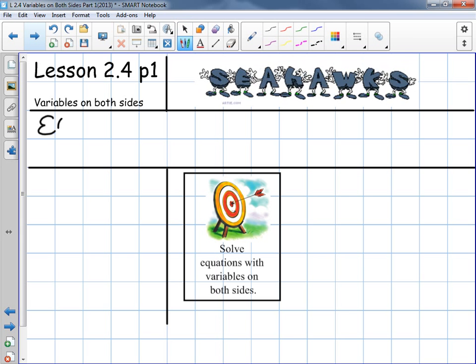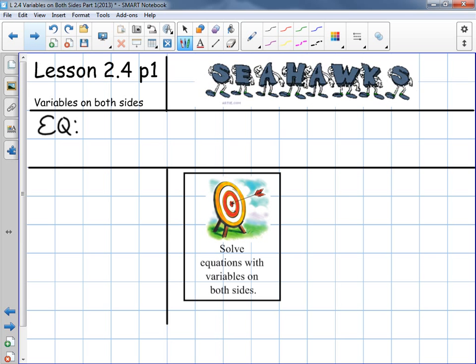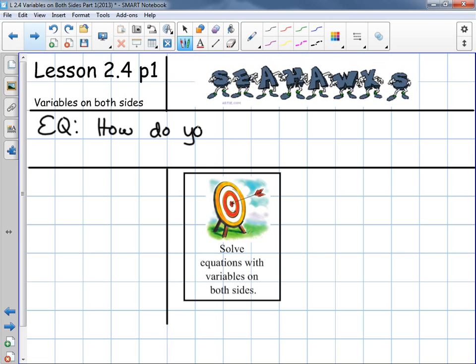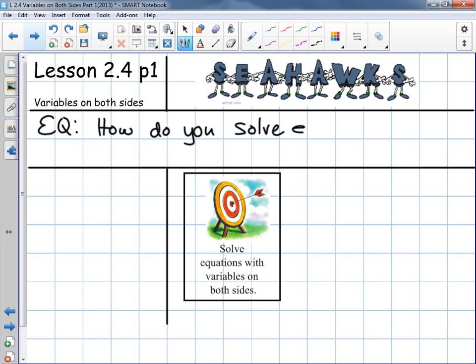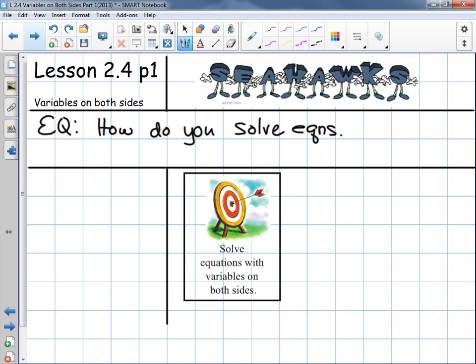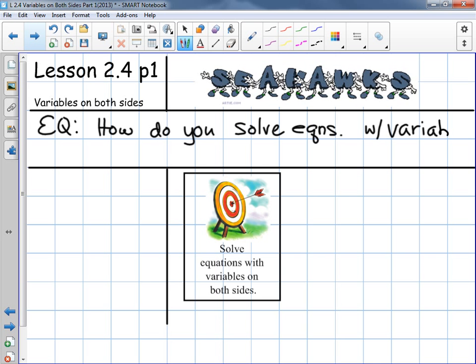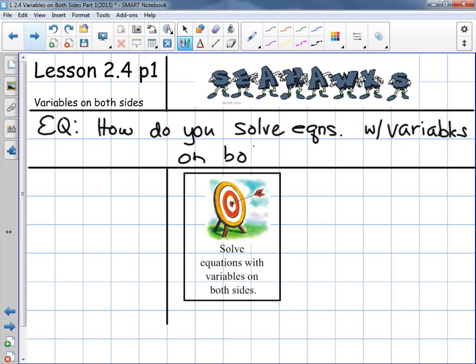The essential question for today's notes on lesson 2.4 is, how do you solve equations with variables on both sides?